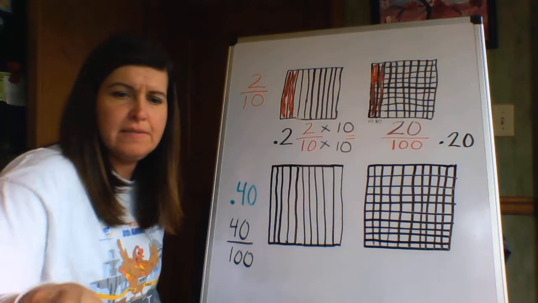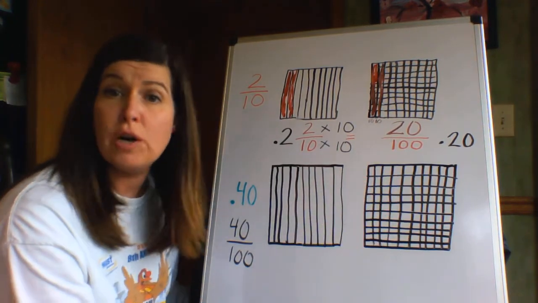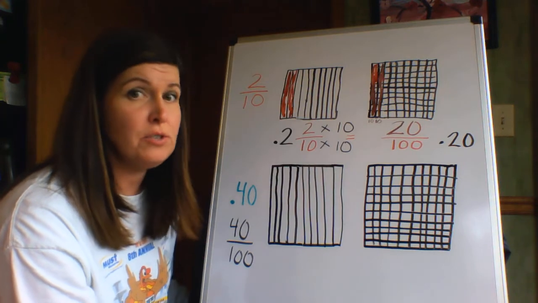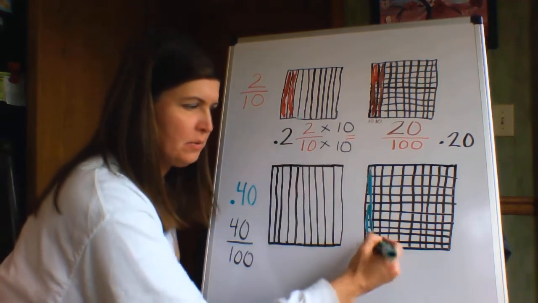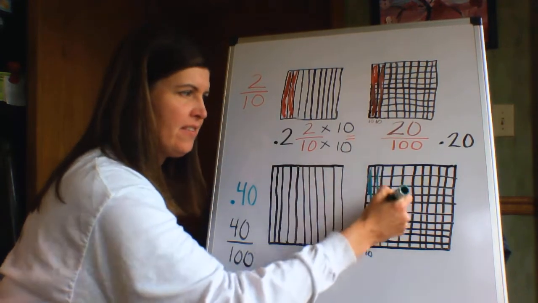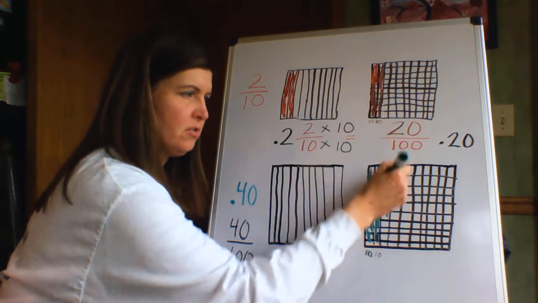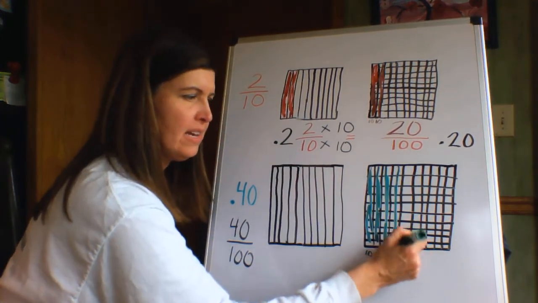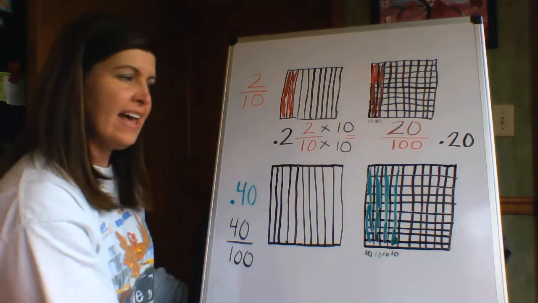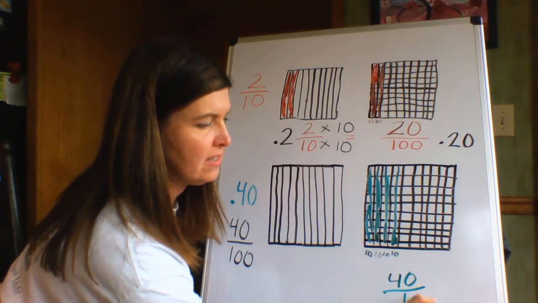Now to color these in, I know that each row is a row of 10. So I can do 10 at a time. I can color this in and say I'm doing 10. And then this row, which would be another 10. This row, another 10. And this row, another 10. And I've colored in 40 hundredths.